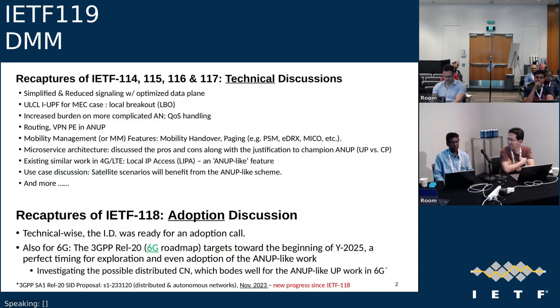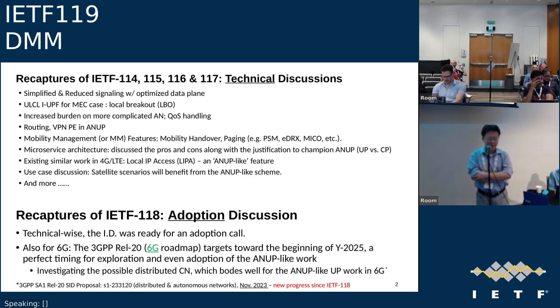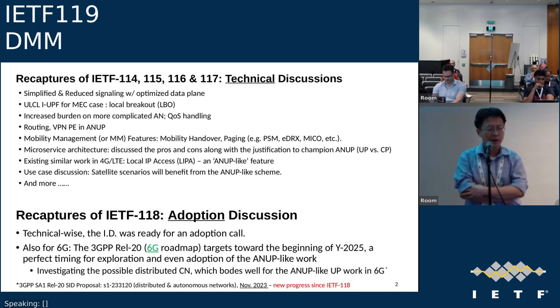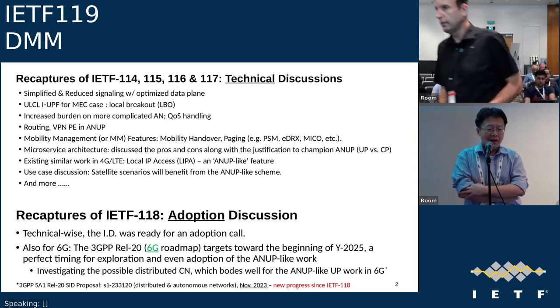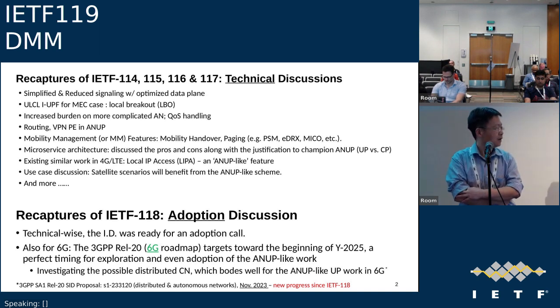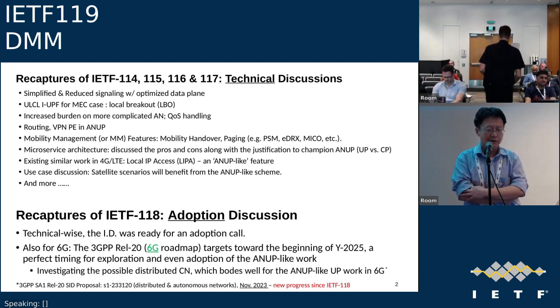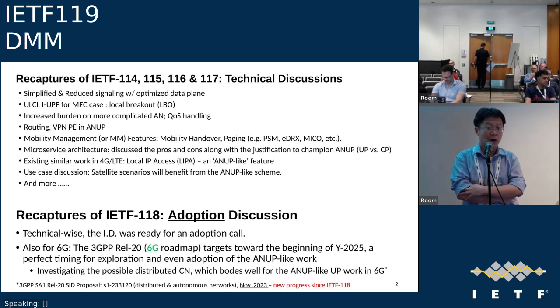So this is work that has been running through quite a few IETF meetings. It starts from 114, 115, 116 until the 117 part. Until 117 there have been technical discussions from different angles and areas. The first part here recaptures the technical things. Then after 117, the authors think it's already mature for an adoption call. So we asked the chair to start the adoption call, and we did get some comments. For this presentation, I'm here to address those comments from the adoption call.